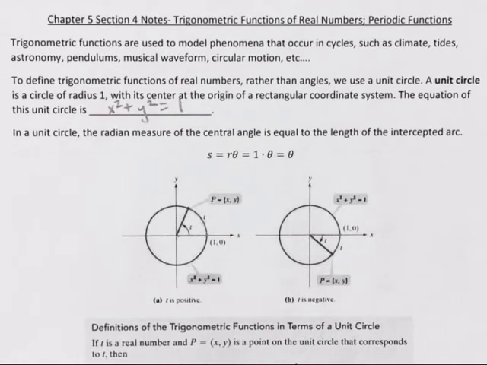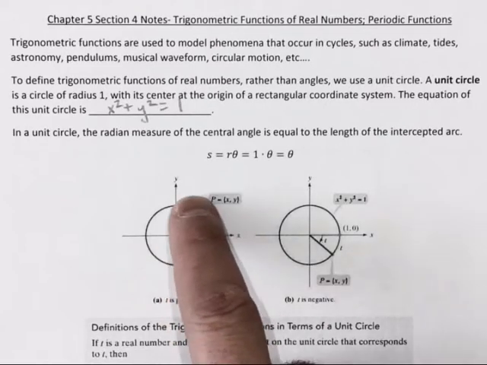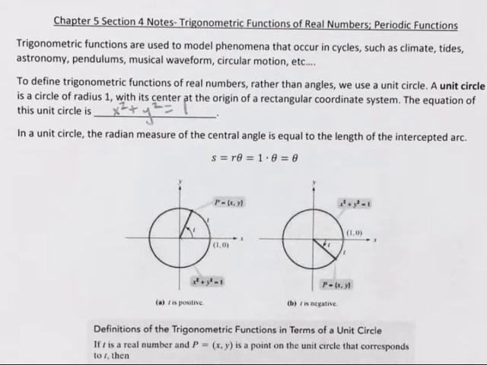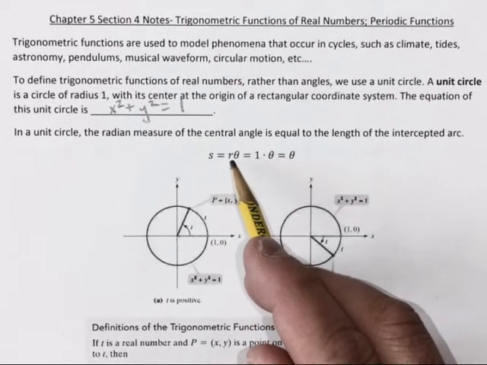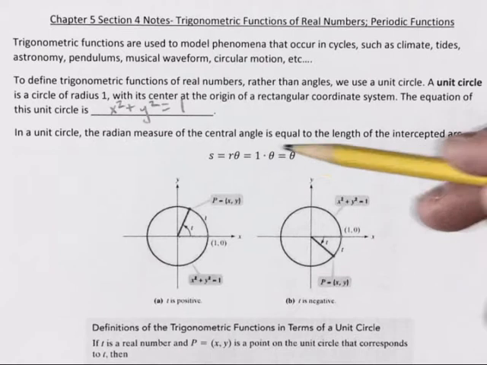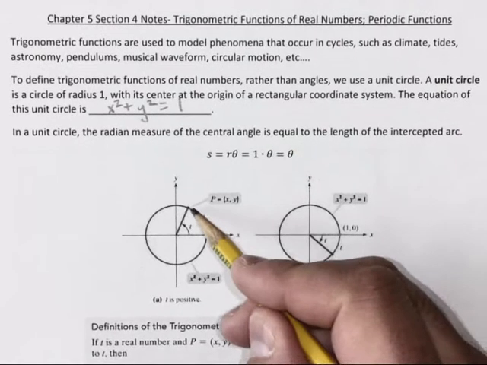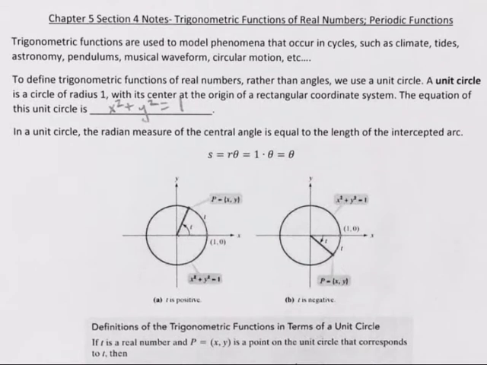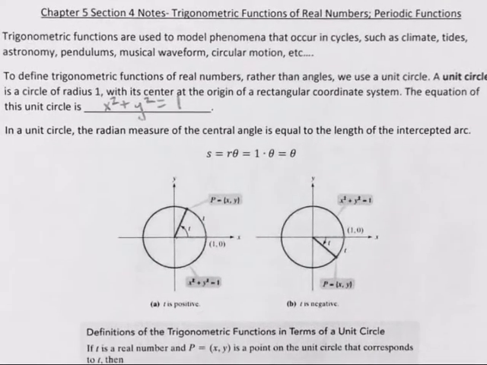Okay. Another nice important thing to recognize is that the length of the intercepted arc to the central angle of a unit circle are equivalent. So here is the equation for the intercepted arc length, and since the radius is equal to 1, then the intercepted arc length to the central angle is equal to that angle. So let's zoom in just a little bit here.